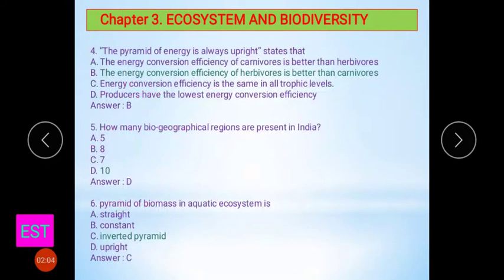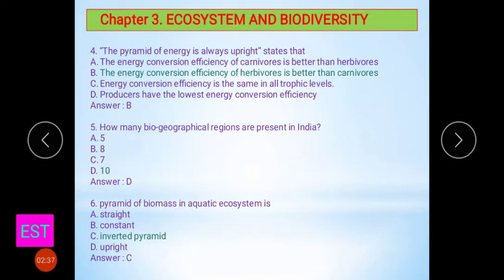Next question. The pyramid of energy is always upright, stating that the energy conversion efficiency of herbivores is better than carnivores. We already know the flow of energy from the producer to the consumer, and consumer to the decomposer; during that, the flow of energy is always upright. Fifth question. How many biogeographical regions are present in India?